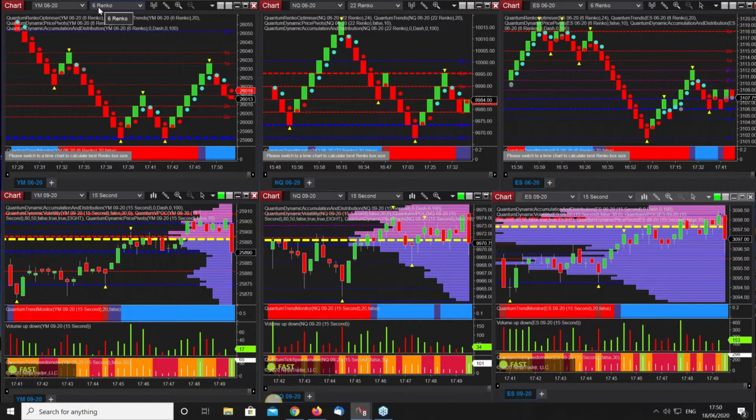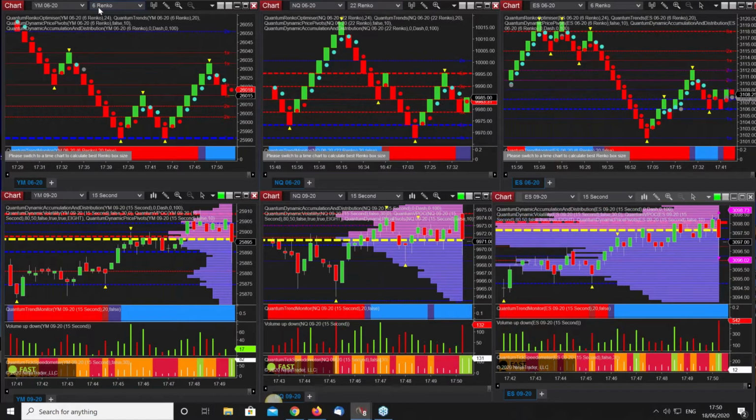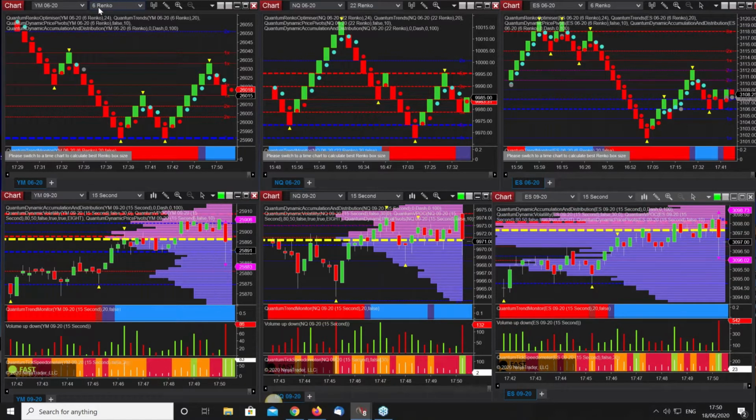Because what it will do is automatically detect the minimum price movement in terms of that particular contract. So for the YM, it's a point, and for the NQ and the ES, it's in terms of ticks.